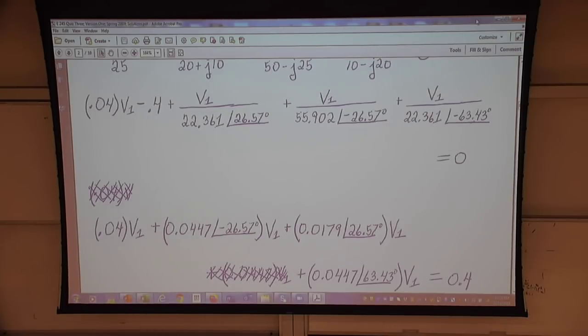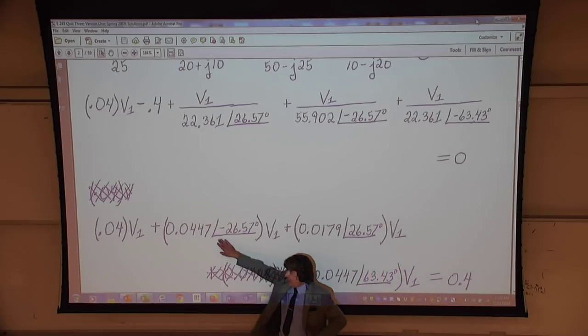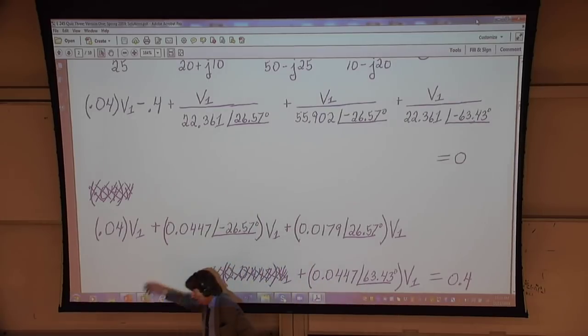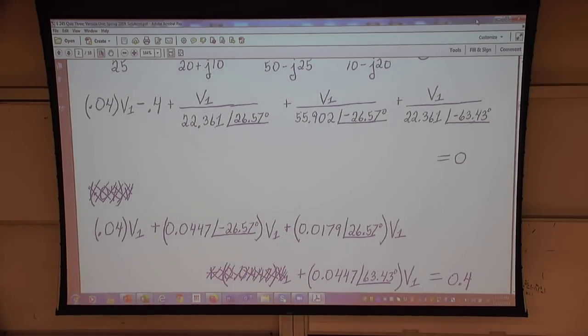All right, now, I want to add everything. But adding everything, I want everything in Cartesian, in rectangular. Now here's the burning question I have for you. I think you all know how to do this. How do I convert this to rectangular? Sine and cosine, cosine, sine. Here.